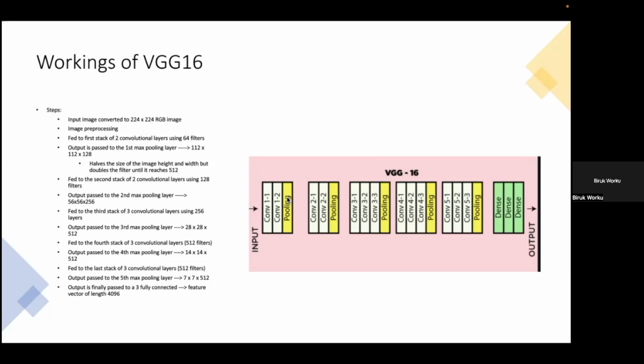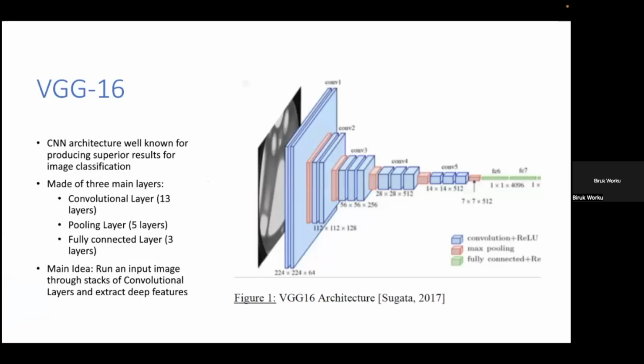So in this layer, it halves the size of the image height and width, but doubles the channel, as can be seen in the figure here. Initially, the image was 224 by 224, but once it passes through the first max pooling, it halves the size and becomes 112 by 112, right? And in that process, it actually doubles the filter size from 64 to 128. And this keeps on going up until the fourth convolutional layer, where the filter size is 512. Once that filter size is reached, it is no more doubled.